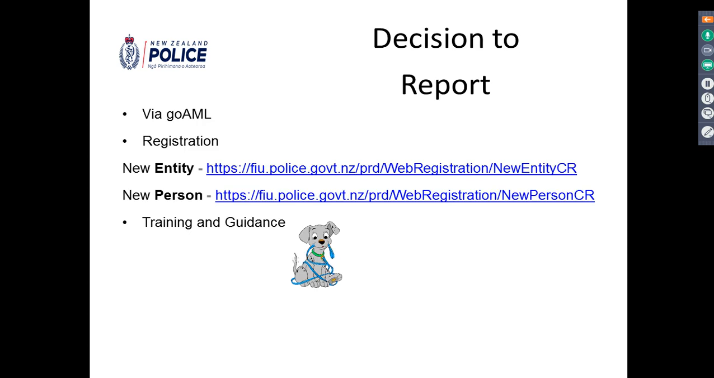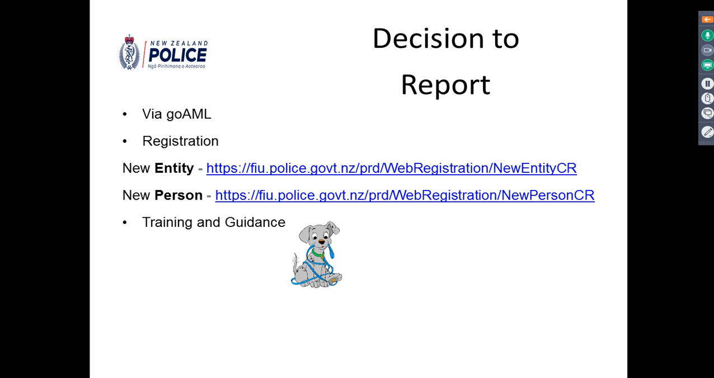So, your decision to report. Once you have ascertained that you are captured under the Act and that you have a situation where you think, yes, this requires a report, you need to register to use GoAML. GoAML is the only portal you can use to submit reports through to the FIU.